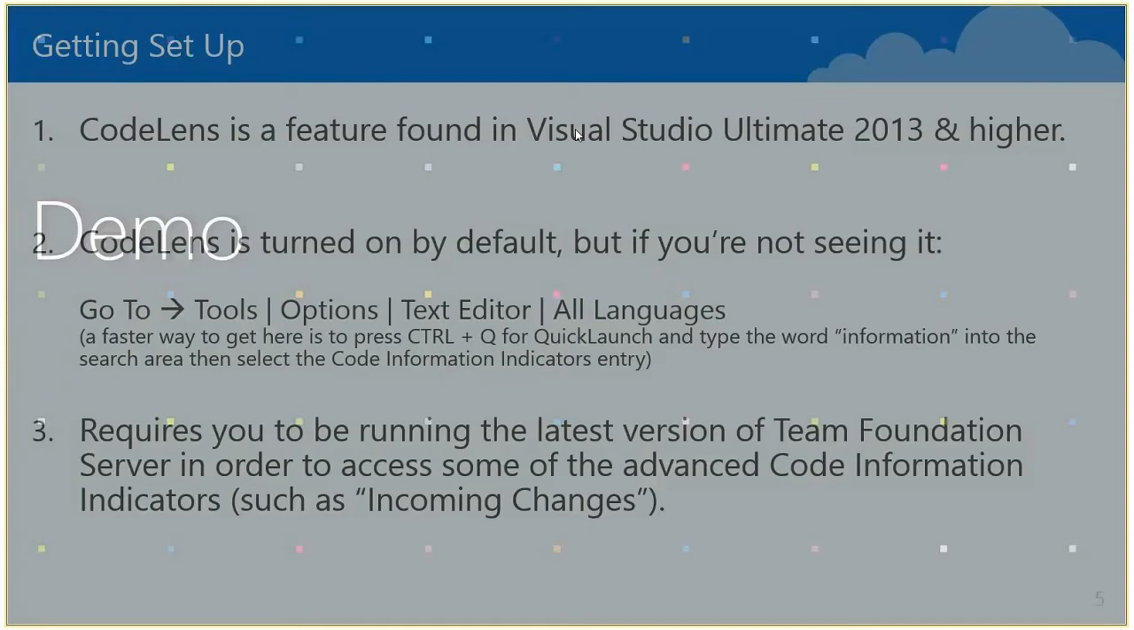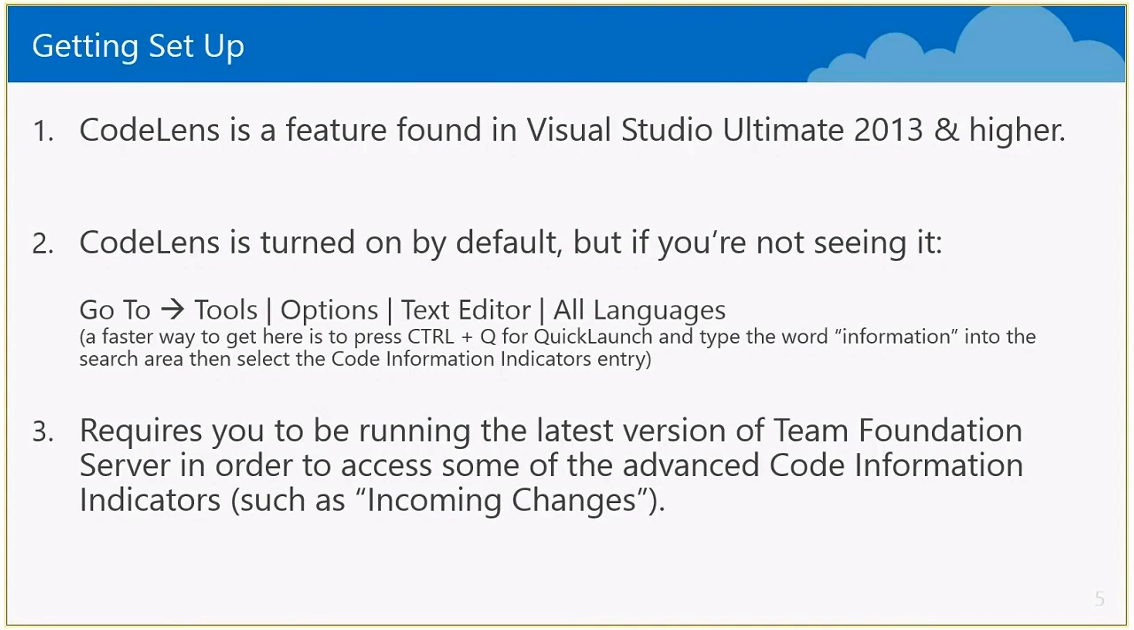So that's CodeLens. I want to give you a few tips on how to get started with it. First, CodeLens is a feature found in Visual Studio Ultimate 2013 and higher. So if you don't have Ultimate, you may want to talk to your MSDN administrator about that. If you do have Ultimate though, CodeLens is turned on by default.